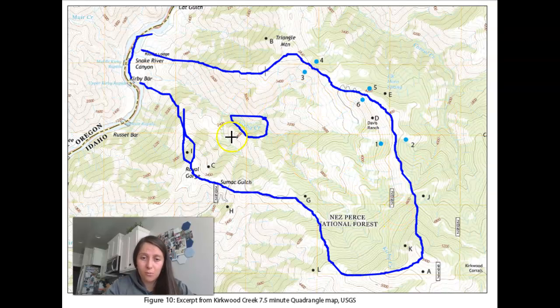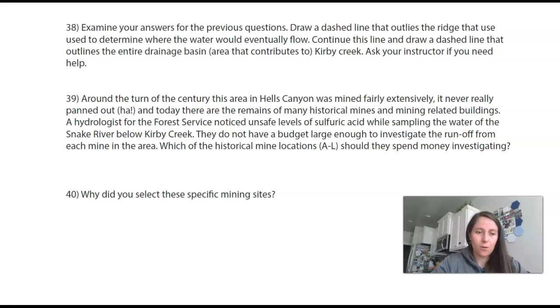Okay, so this is what you're going to use to answer questions 39 and 40. So let me take you to those. Okay, so 39 says, around the turn of the century, this area in Hell's Canyon was mined fairly extensively. It never really panned out. And today, there are the remains of many historical mines and mining-related buildings.